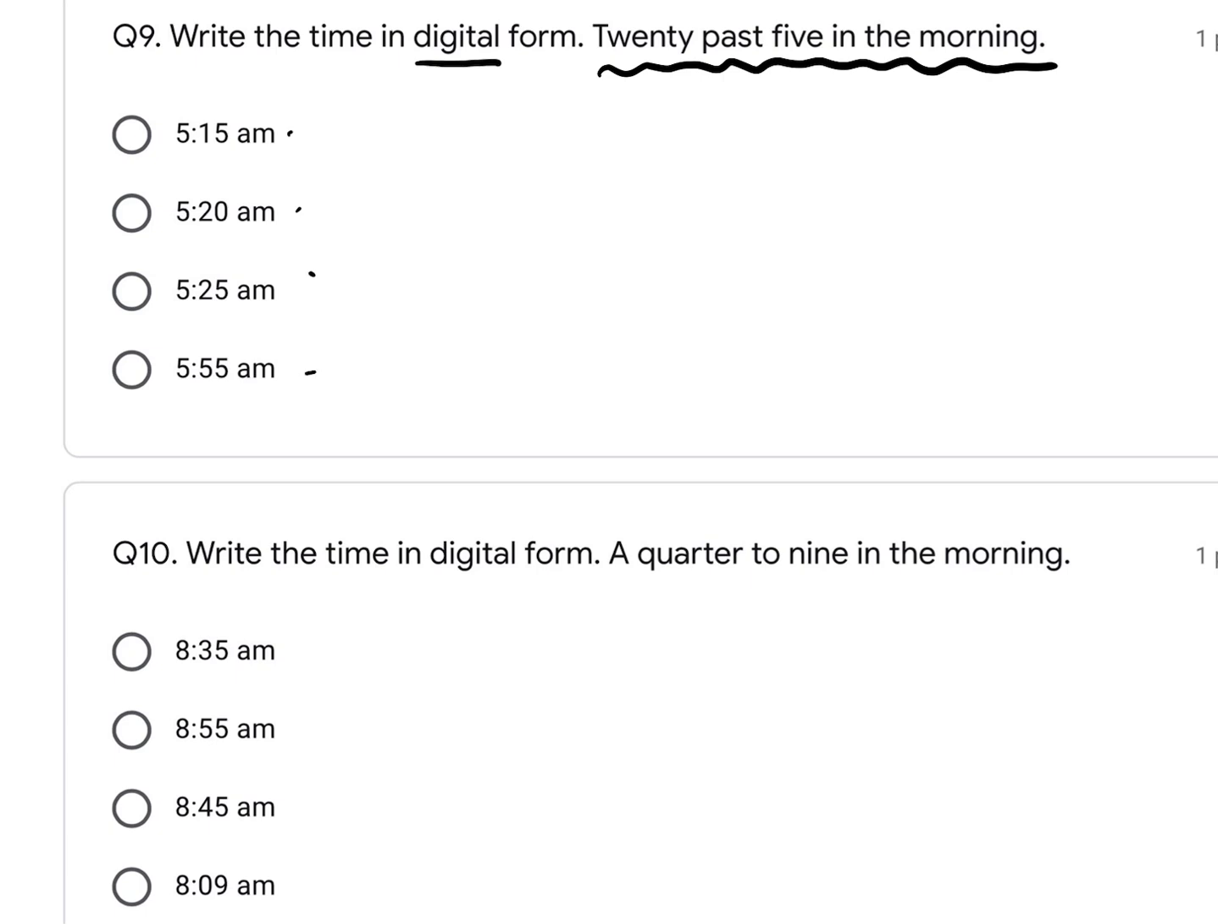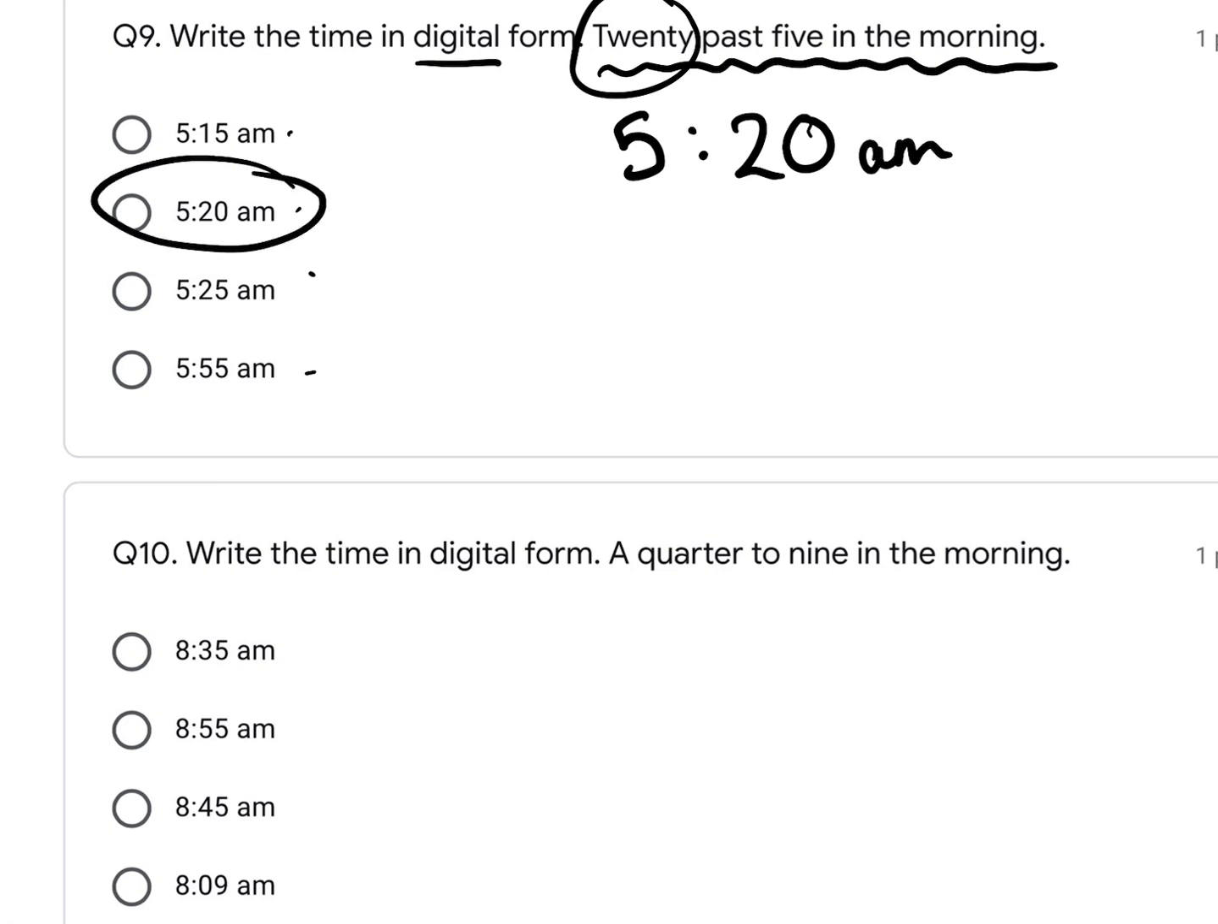So 20 past 5 in the morning, that's pretty easy. It's only 20 minutes past 5, so we're not at the next hour yet. We're still in the 5th hour, so it's going to be 5. And then how many minutes have gone past? Well, it says 20. 20 minutes have gone past, so it's 5:20. In the morning means AM. So that's our answer there.